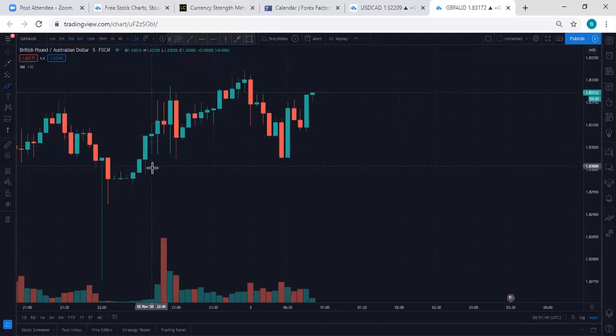Now, the bottom does not necessarily mean where the wick is. The bottom for every candle, please give me a moment.